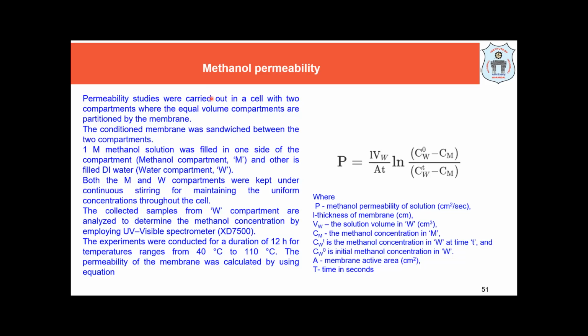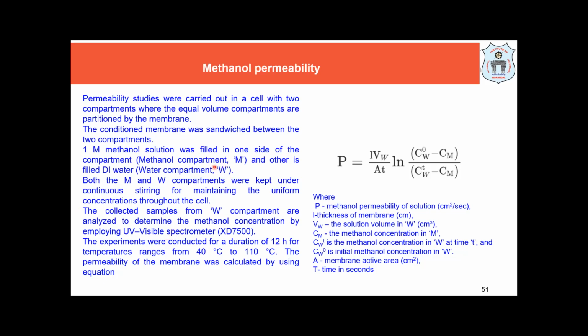Okay. Then coming to the methanol permeability calculation. Actually, we don't want methanol to cross over, but however, we should know how much methanol it is allowing, right? Permeability studies can be carried out in a cell with 2 compartments, where the equal volume compartments are partitioned by the membrane. The conditioned membrane is sandwiched between the 2 compartments. 1 molar methanol solution will be filled in one side of the compartment, and the other is filled with distilled water. Both the M and W compartments are kept under continuous stirring to maintain uniform concentration throughout the cell. The collected samples from the W compartment are analyzed to determine the methanol concentration. You can use a UV spectroscope.